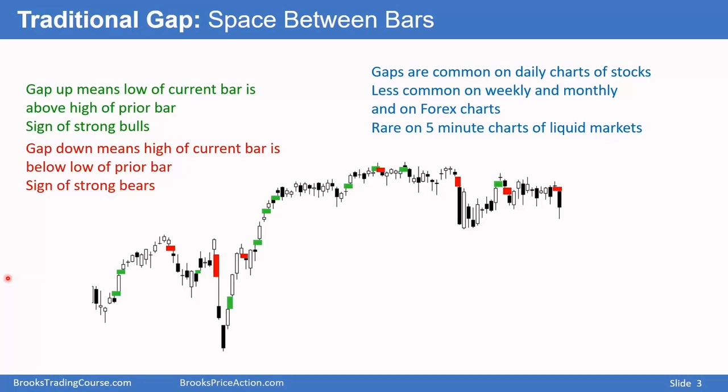On daily charts, gaps are common. These green boxes are gaps up, and the red boxes are gaps down. They usually do not have much significance. They're less common on weekly charts and extremely uncommon on monthly charts, except in very thinly traded markets. They're also less common on Forex charts, although you sometimes see gaps on Forex charts as well. On 5-minute charts of very liquid markets, markets that have a lot of volume, gaps are rare.